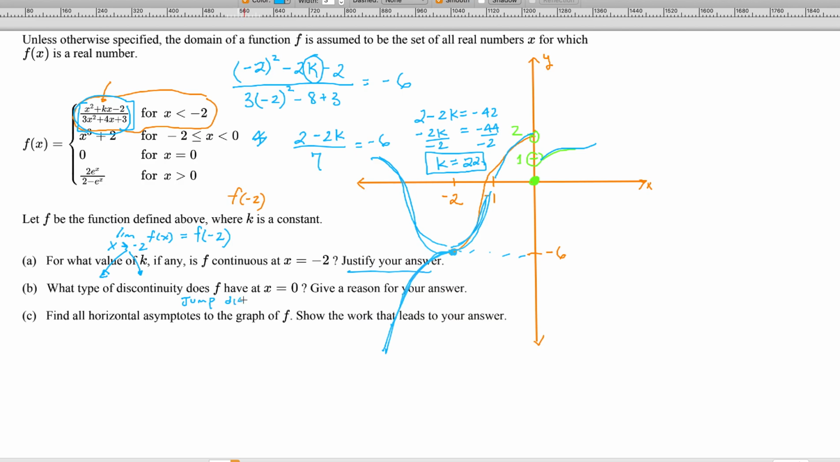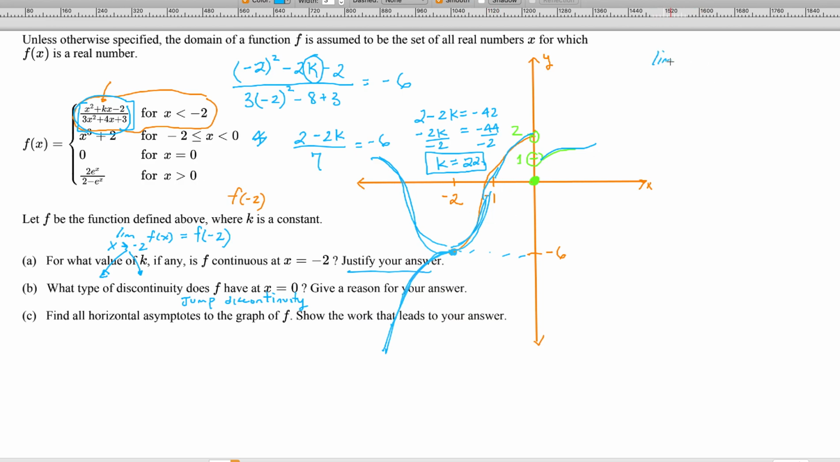The reason for that is basically that the left-hand limit does not equal the right-hand limit, but both of them exist. So that's the way you could say that. The left-hand limit equals 2, the right-hand limit equals 1. These two limits aren't equal, so therefore it can't be continuous at 0, right?